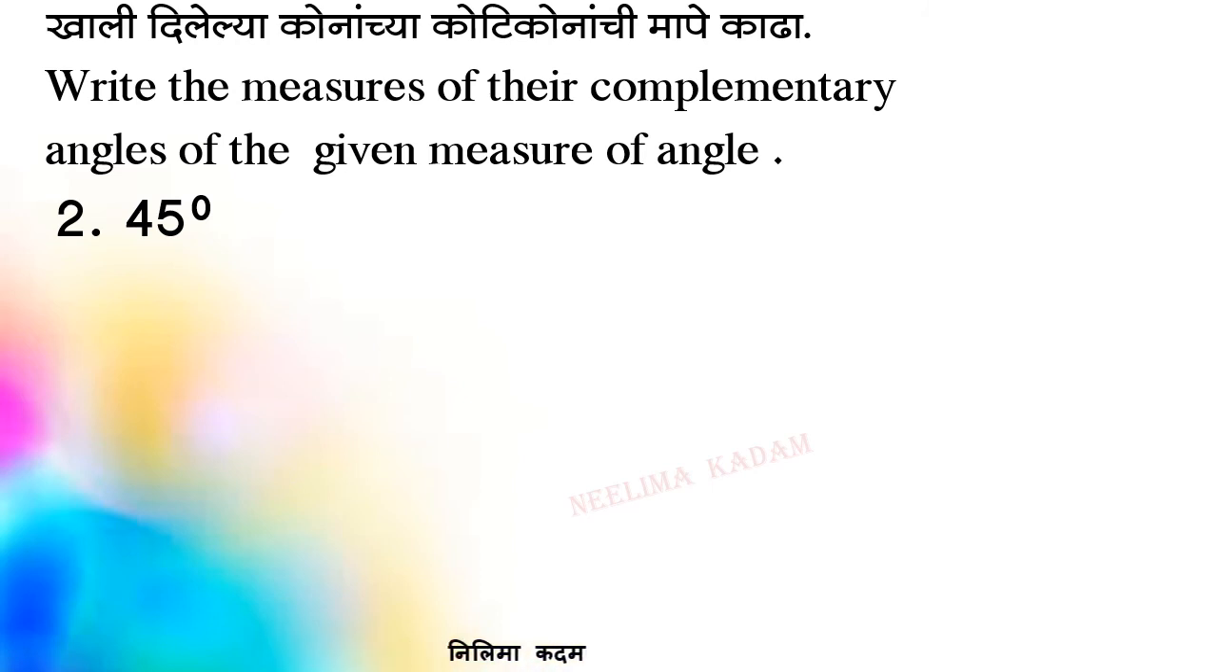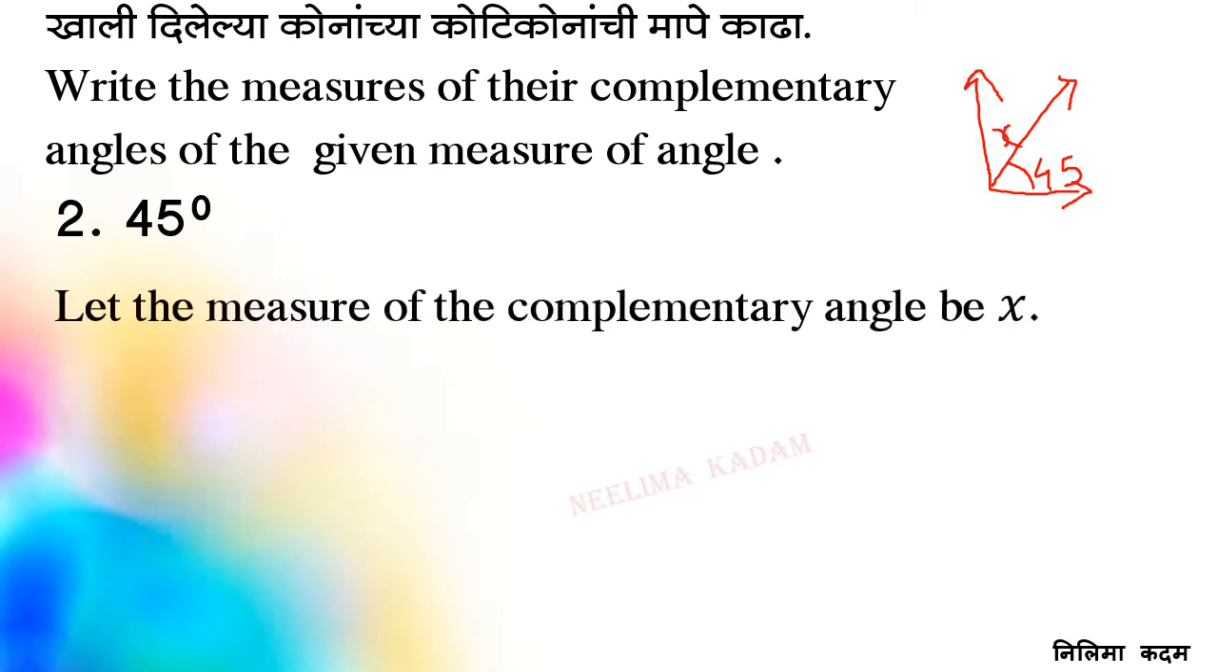One more example. Here the measure of the angle is given, 45 degrees. Again, suppose we want the complementary angle. This angle is given, that is 45 degrees. We want to find out the complement of this angle. So let the measure of the complementary angle be x. So according to the condition, the sum of the measures of complementary angles is 90 degrees. Therefore, we can write the equation as x plus 45 is equal to 90.